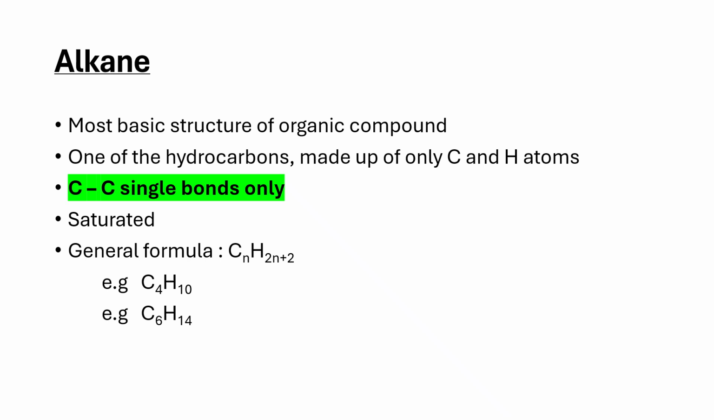So when you have 4 carbons, such as butane, it's 4 times 2, 8, plus 2, 10. If it's 6 carbons, 6 times 2, 12, plus 2 becomes 14. So I'll be using C6H14 to draw different structures of alkanes and show you how to name them, and you will never get it wrong again.